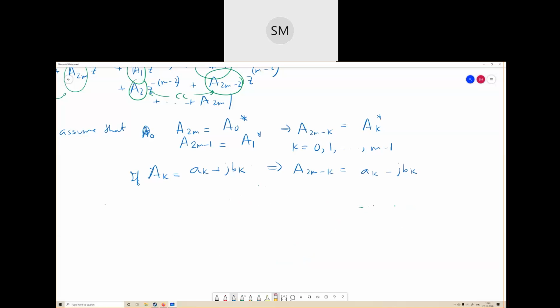So what we can write is e to the power of psi, that will be a to the power of minus m plus j b to the power of minus m, z of minus m plus a to the power of minus m plus 1.